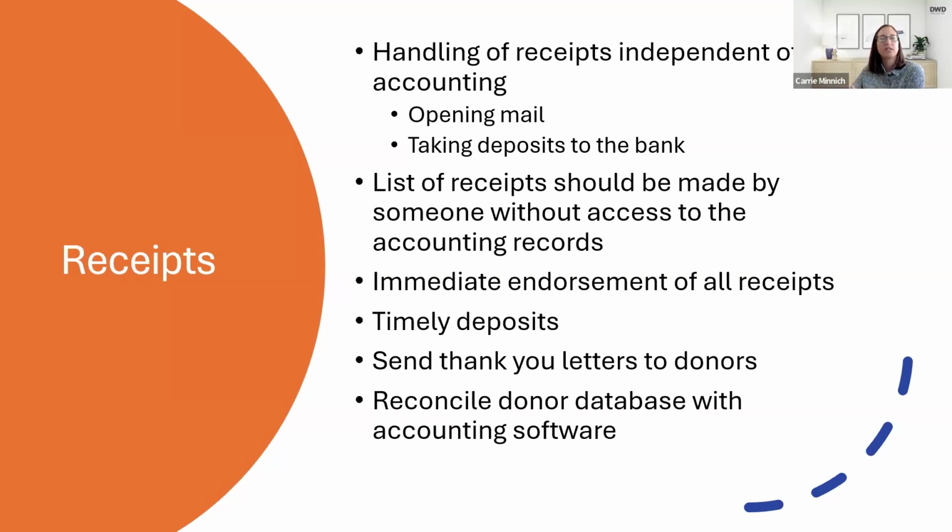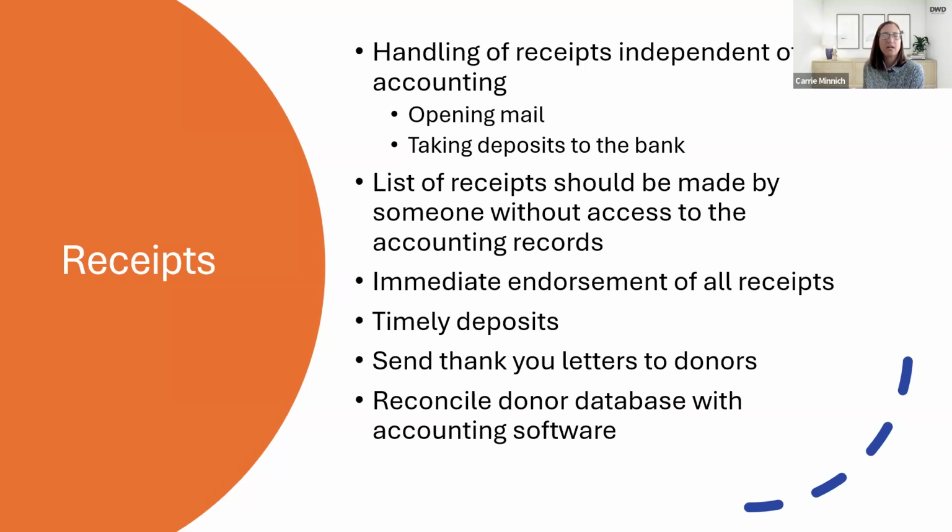But as we talk about documentation and review and approvals, that doesn't mean that it has to be done on paper. It can certainly be done electronically. You just need to figure out the best way for your organization to make sure that you're still documenting receipts, invoices, bank statements, bank reconciliations, keeping these all in a system, and also the approvals. Okay, moving on to receipts.